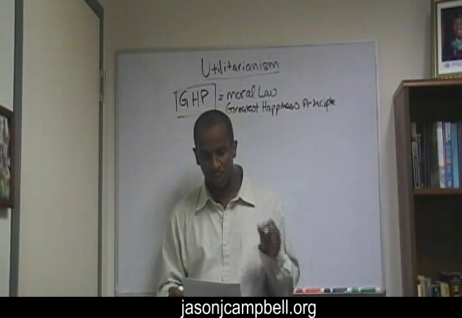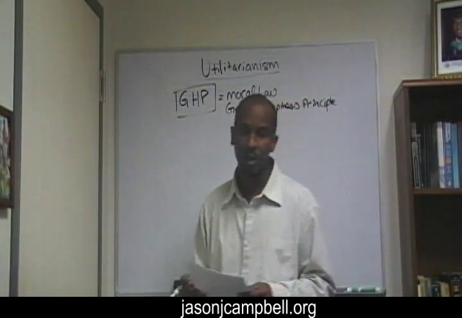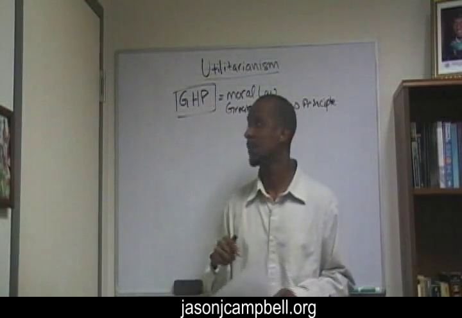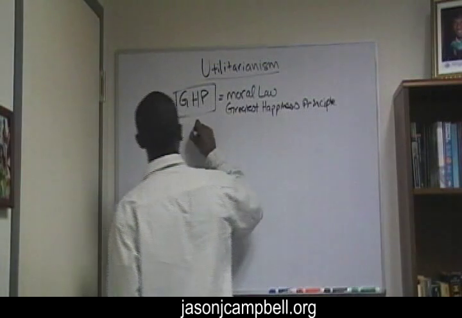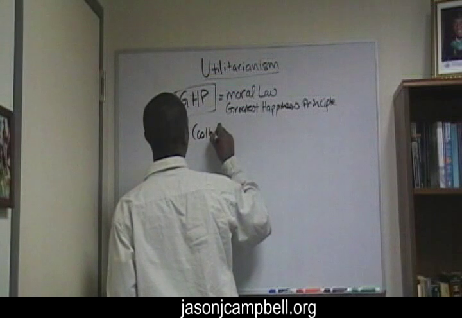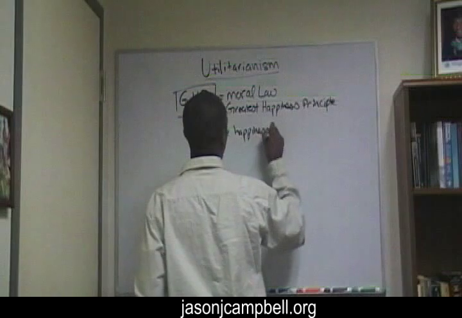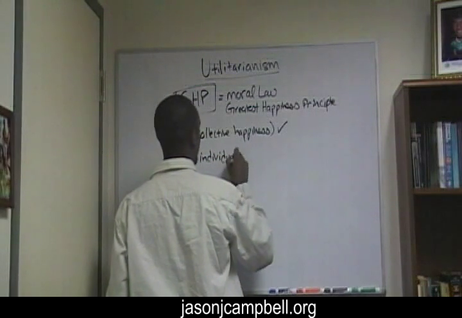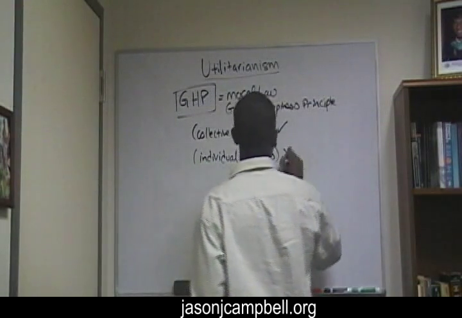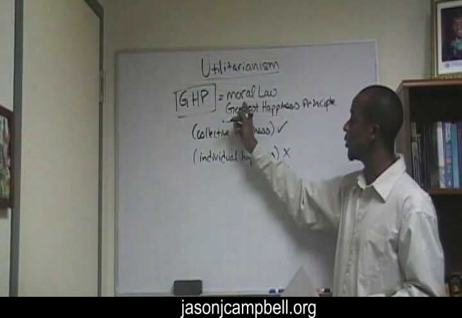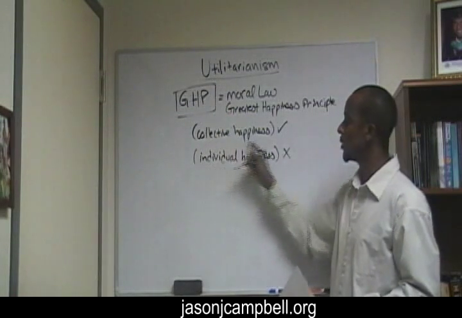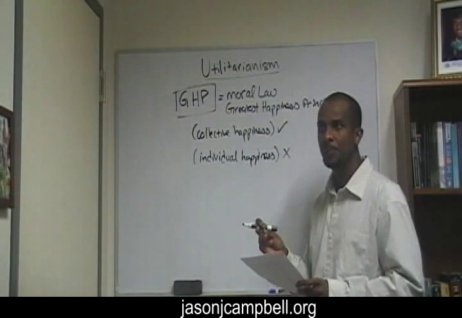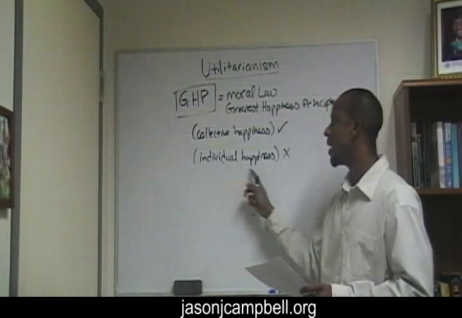The GHP applies to the greatest happiness of all moral agents, and it doesn't apply specifically to the particular happiness or the agent's own happiness. So when we talk about the GHP, this is the collective happiness. The GHP refers to collective happiness. It does not refer to individual happiness. The greatest happiness principle is the moral law for utilitarian ethics. And this law refers to collective happiness, the happiness aggregated, right? A collection of everyone's happiness, if that were able to be quantified, that amount of happiness. And it does not pertain to individual happiness.